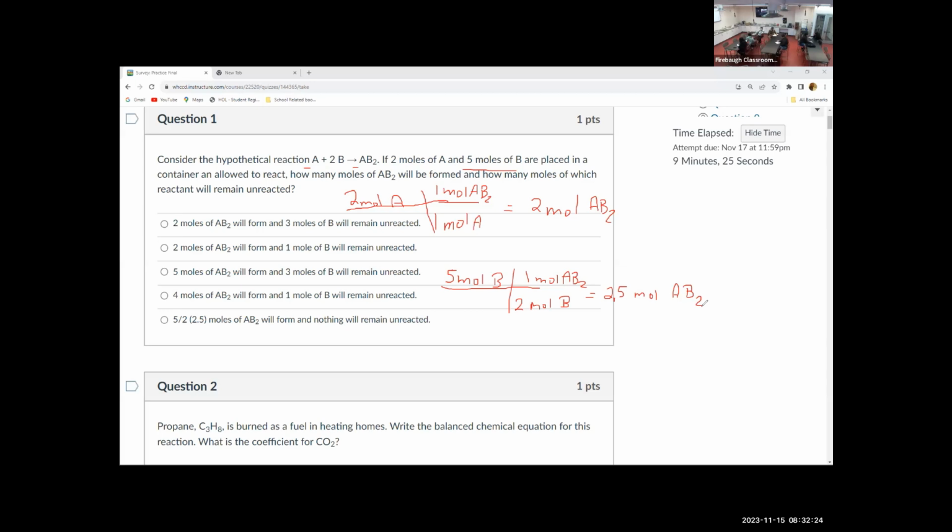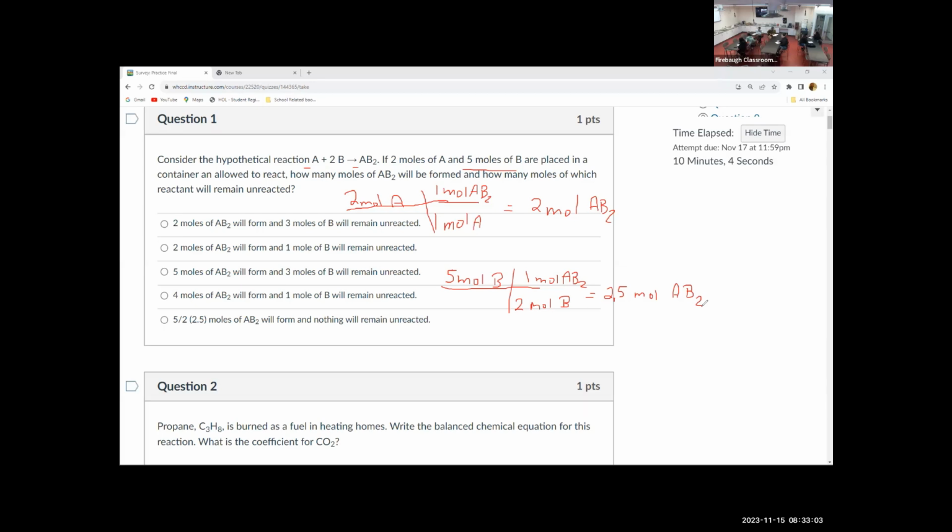Okay, now the thing is that the one that's limiting, let's do it like this. If I have 2 slices of bread or 3 slices of bread, and I'm looking to make cheese sandwiches, and every cheese sandwich requires 2 slices of bread and 1 slice of cheese. So I have 3 slices of bread, and I have 2 slices of cheese. How many cheese sandwiches can I make? I can make 1, right?